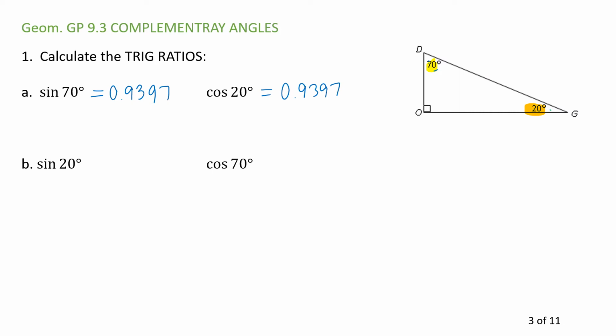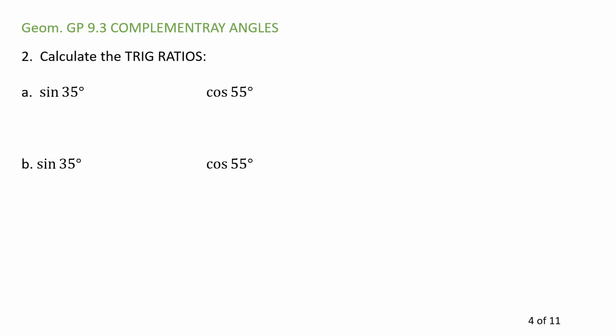So complementary angles use the same sides. Let me just go ahead and say sine of 20 is equal to 0.3420. And the cosine of its complement, not the cosine of the same angle, but the cosine of the complement, should be the same thing because it uses the same sides. And they are. So that's important to know because if you don't know one of them, you could find the complement.